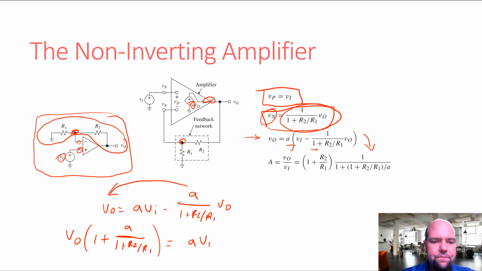A V in. Now if we want this ratio of V out over V in, we have to divide both sides of the equation by this and also divide both sides by V in. That's going to give us V out over V in equals A times 1 over 1 plus A over 1 plus R2 over R1.